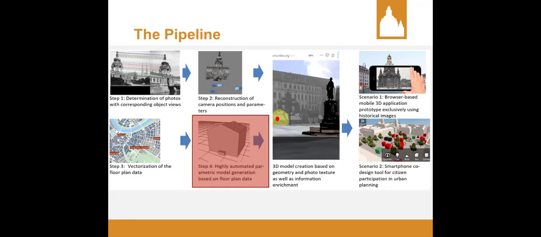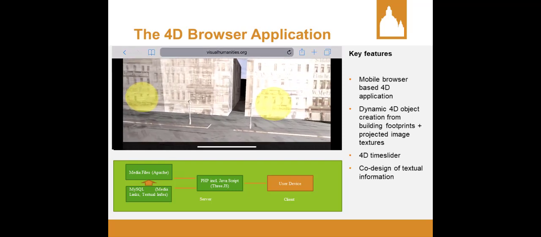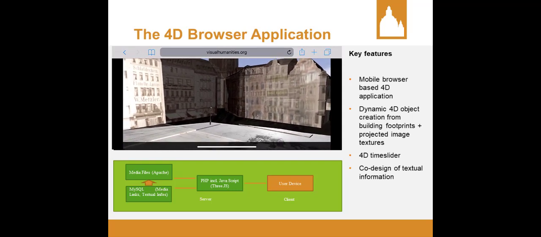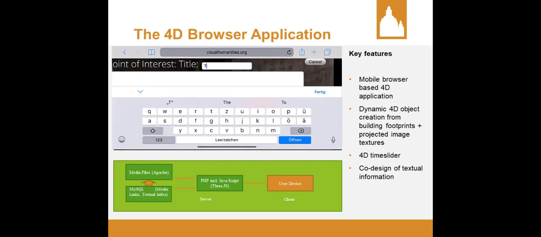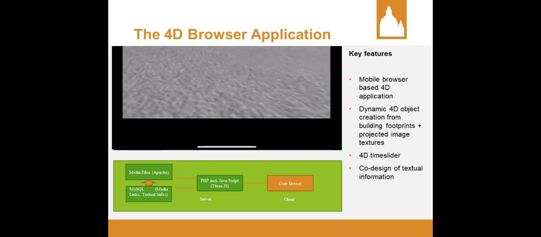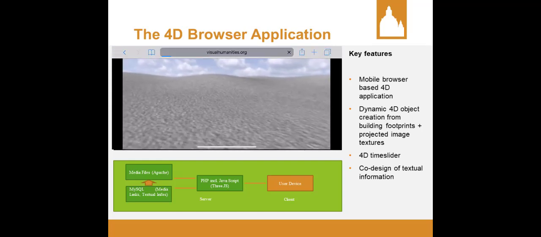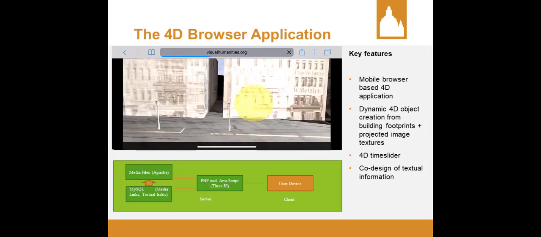So now let's switch to the fourth step. This is the model generation and our 4D browser-based application. This application is based on Three.js, and also dealing with MySQL plus Apache for metadata and data handling. Some key features: it is both mobile browser capable and also capable of dealing with desktop browsers. The heart of this application is the dynamic 4D object creation from building footprints plus the projected image textures on the fly in the browser.